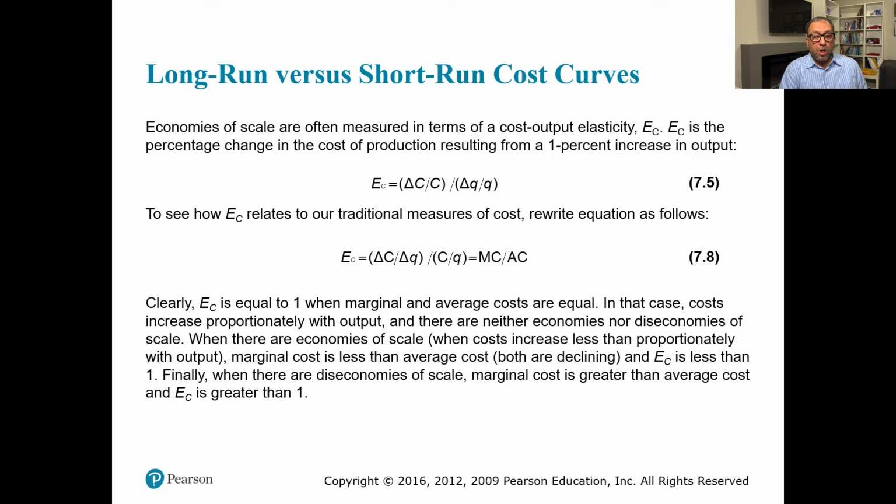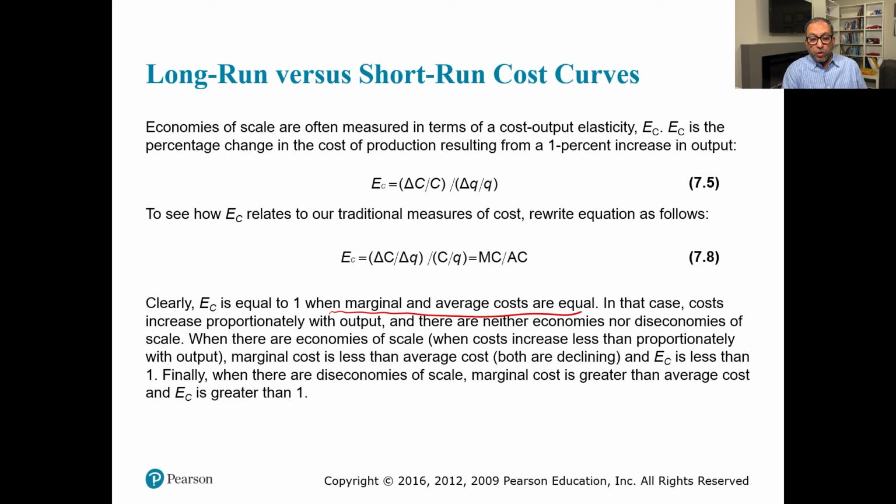To see how cost-output elasticity relates to our traditional measurement of cost, we can rewrite this equation as follows. EC is equal to ΔC over ΔQ divided by C over Q, which is marginal cost over average cost. So clearly EC is equal to 1 when the marginal and average cost are equal, where average cost is at its minimum because the curves intersect, as we discussed. In that case, cost is increasing proportionately with output and there are neither economies nor diseconomies of scale.